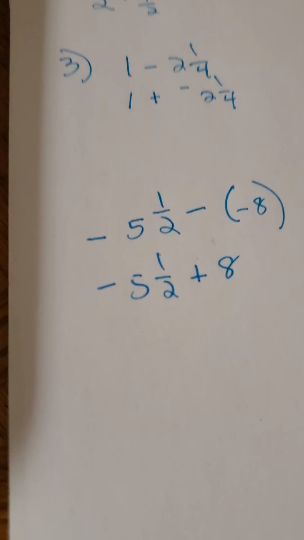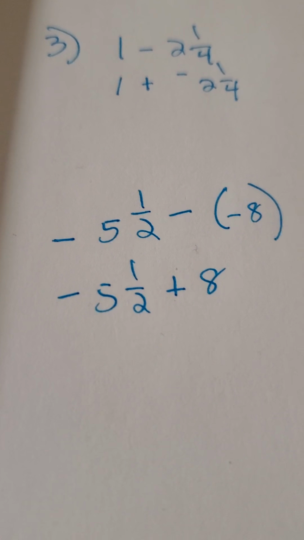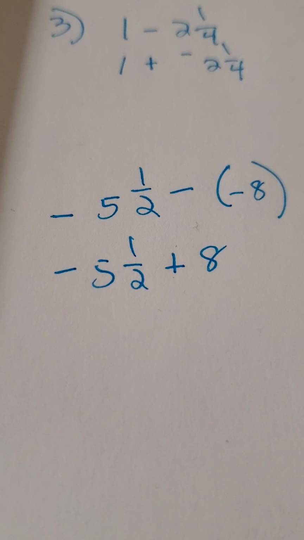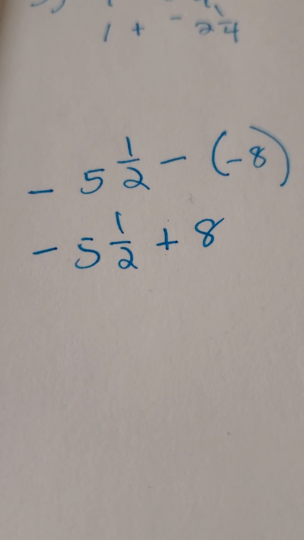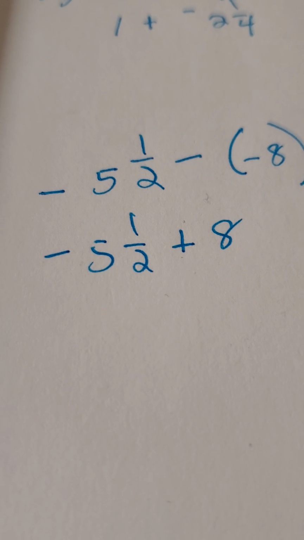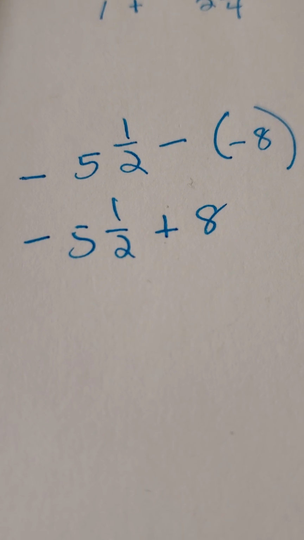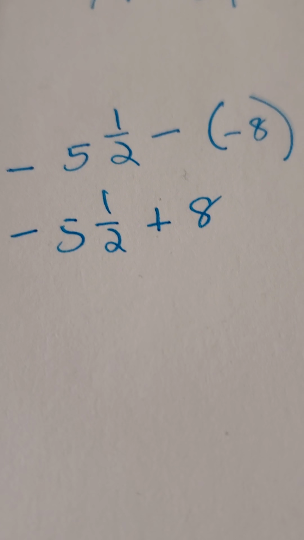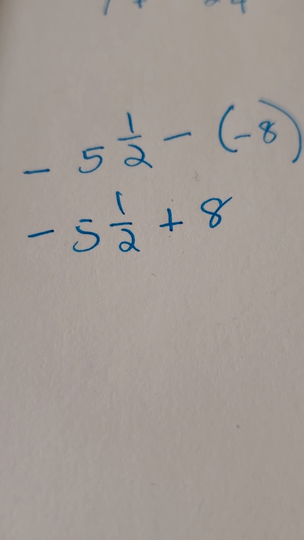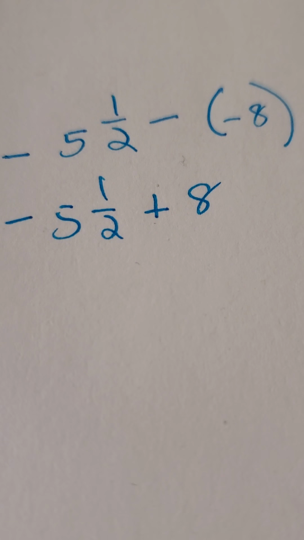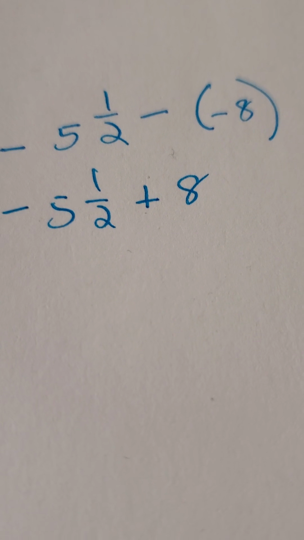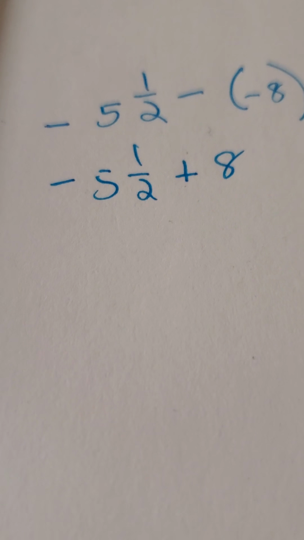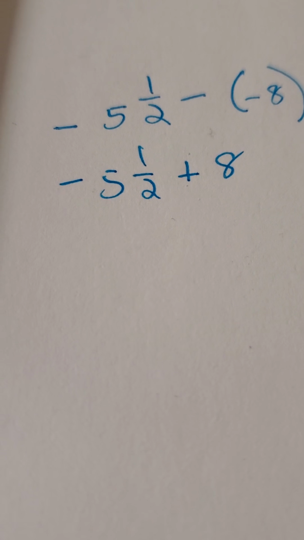So hopefully you wrote this out and then changed it to an addition problem. Every subtraction problem, you're going to basically be changing it into addition. So we had -5.5 minus a -8. So the number after the subtraction sign is -8. So when we change it to a plus, so -5.5 plus, we change -8 to +8. Subtracting a negative is the same as adding a positive. It's the exact same thing. So we have -5.5 plus 8.